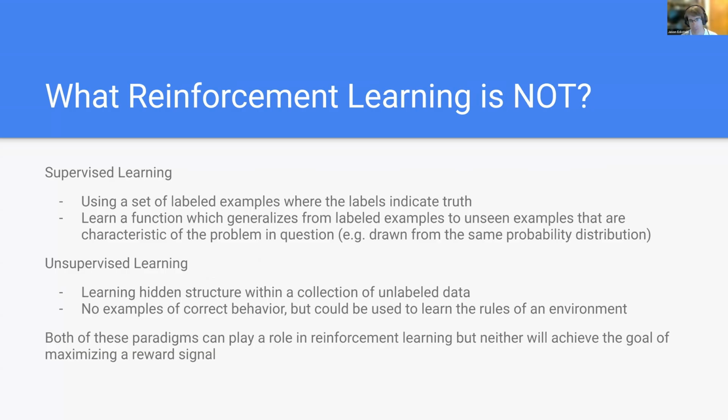And then another thing mentioned in the chapter is what it is not, because most people are probably more familiar with these other types of machine learning. So, supervised learning is something where we have a set of labeled examples, and the labels are from some expert that already exists that helps define what the truth is for this study. And then the goal of supervised learning is to learn a function which generalizes this truth to other examples that haven't been seen. And those other examples should be somehow characteristic of the examples we've already seen.